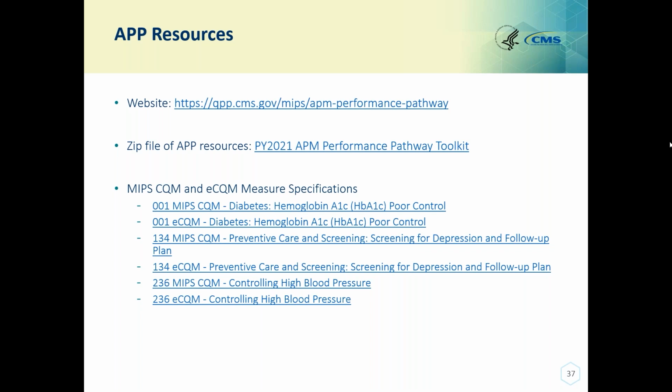Was the question whether or not SSP ACOs can only report the web interface measures? If that's the question, that is correct. Under the APP, SSP ACOs are allowed to report the APP using the web interface. All other MIPS APM participants must report via the MIPS CQMs or eCQMs, whether reporting at the group level or individual level. SSP ACOs are the only type of APM entity that can report using the web interface.